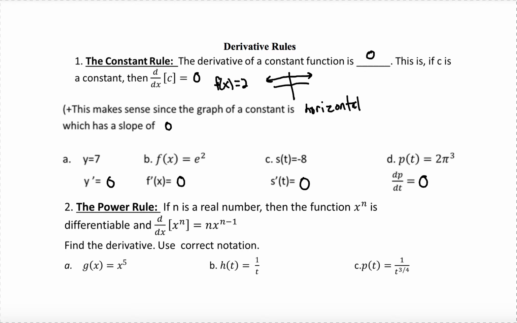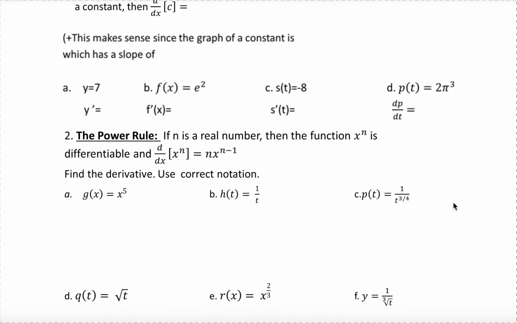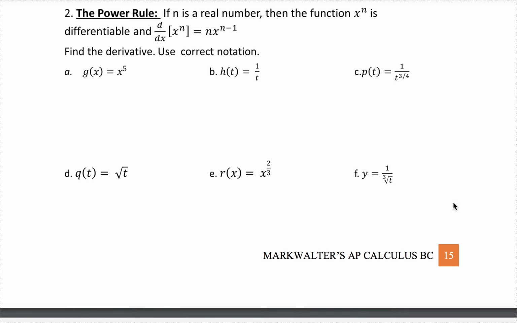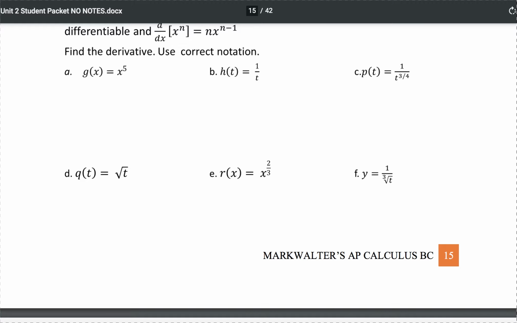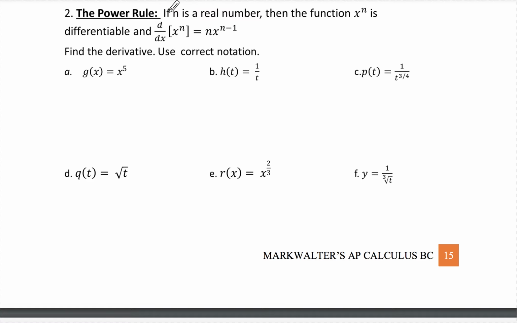Next up on our plate is the power rule. The power rule is probably the one that most people, even if they never take calculus again, will remember. All right. The power rule says this: if n is a real number, then the function x to the n, so x is our variable, n is some real number, could be positive, negative, fraction, but it's a real number, is differentiable, and its derivative, the derivative of x to the n, is n times x to the n minus 1.